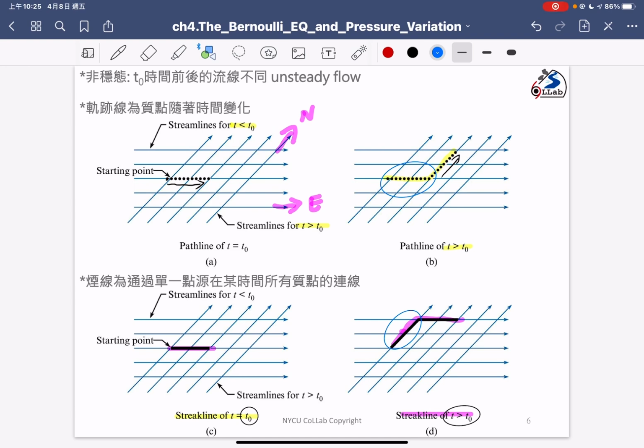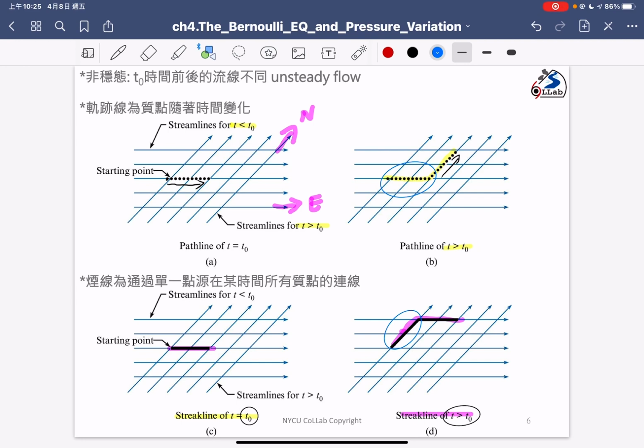Okay, so the difference is the path line just fixes one point and tracks the point at different time points. But for the strike line, I fix one point, and the smoke will go through this point at different time points, and I just connect all of the points that go through the one point at different times, so the strike line will have a different shape.